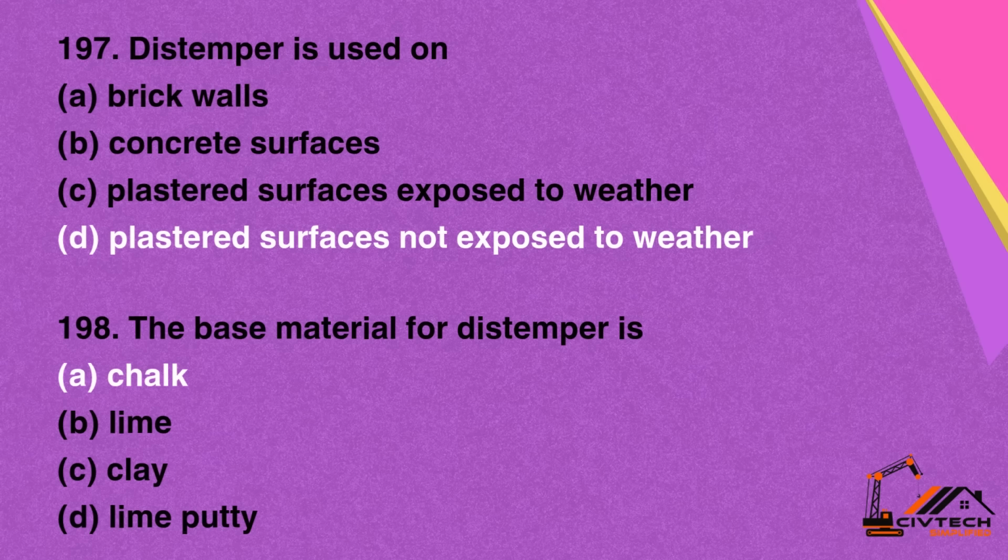197. Distemper is used on A. Brick walls, B. Concrete surfaces, C. Plastered surfaces exposed to weather, D. Plastered surfaces not exposed to weather. Correct option D. Plastered surfaces not exposed to weather. 198. The base material for distemper is A. Chalk, B. Lime, C. Clay, D. Lime putty. Correct option A.